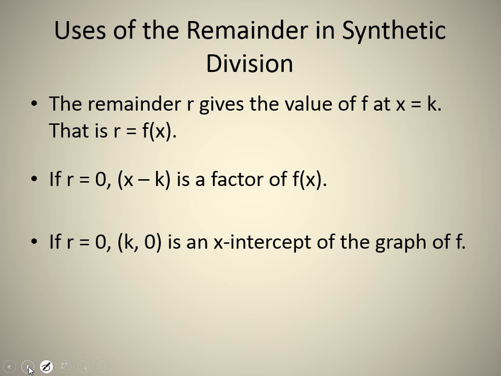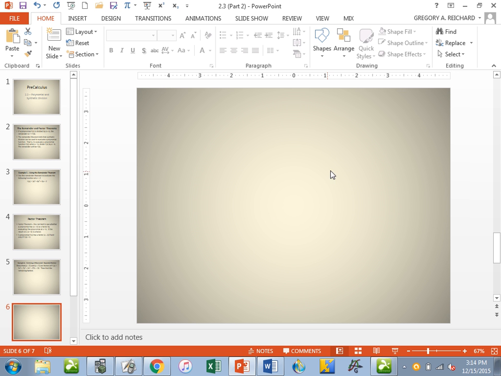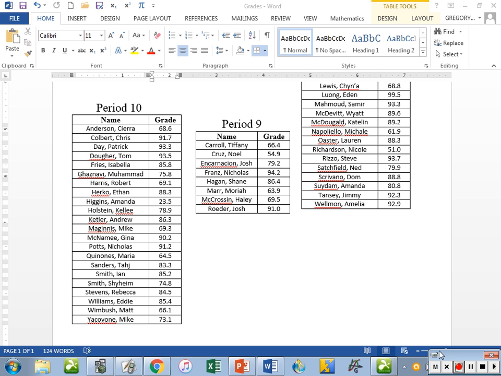Also, if the remainder is 0, what that means is the value of k represents an x-intercept on the graph of the function. So that's another thing that ties into the factor theorem. So those are some different things that are involved application-wise with synthetic division. There's the remainder theorem, there's the factor theorem. The factor theorem is going to be a very important tool that we're going to use when we get into finding the zeros of a function, finding the x-intercepts of a function, and things of that nature.